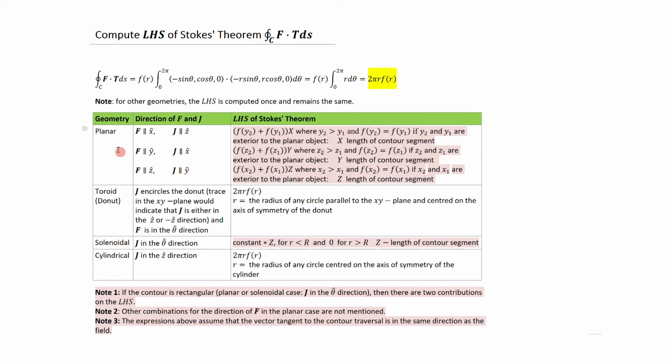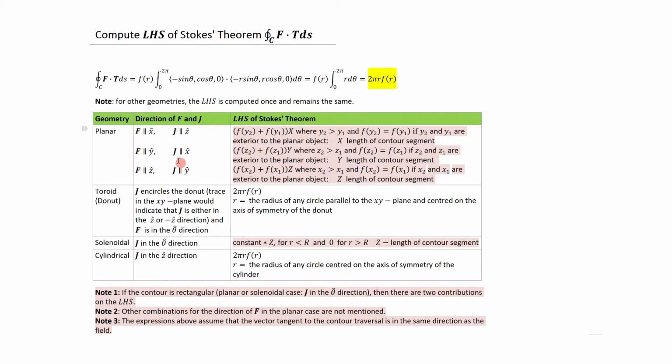And so I've given here, for instance, for planar geometry, it could be a slab or sheet of infinite extent. The field could be in the x-hat direction and the current flux density in the z-hat direction, or you could have a field in the y-hat direction and the current flux density in the x-hat. And this is another combination. There are other combinations as well, but we're just taking these for example.